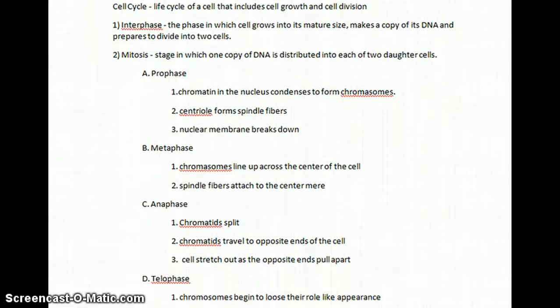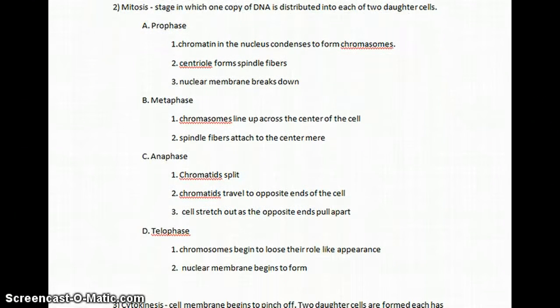Mitosis has 4 steps. The first is prophase. In prophase, the chromatin in the nucleus condenses to form chromosomes. The centriole forms spindle fibers, and the nuclear membrane breaks down.